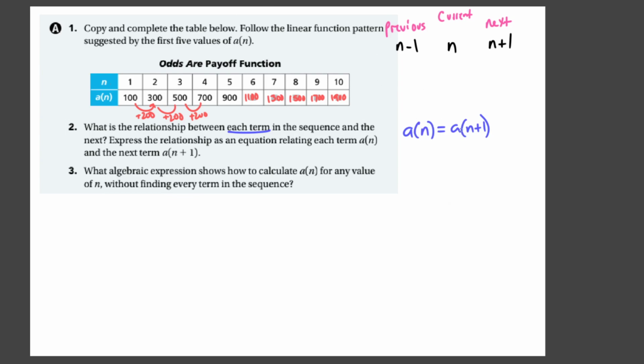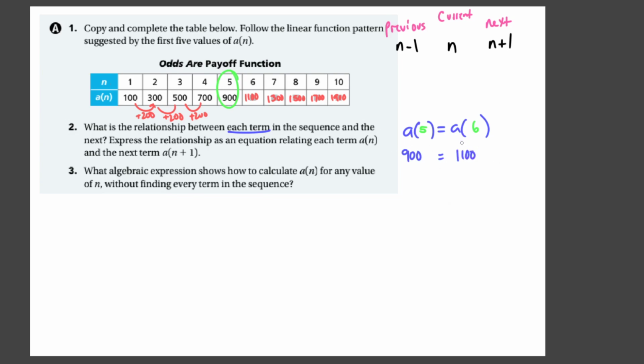So let's say I pick 5. This one. 5 and 900. So I'm going to say my n is going to be 5. Cool. I can simplify this. This is 5 plus 1. It is my next term, so it's actually going to be 1 after 5, which is 6. I can plug these ones in. A of 5 is 900, is equal to my 6th term, which is 1100.